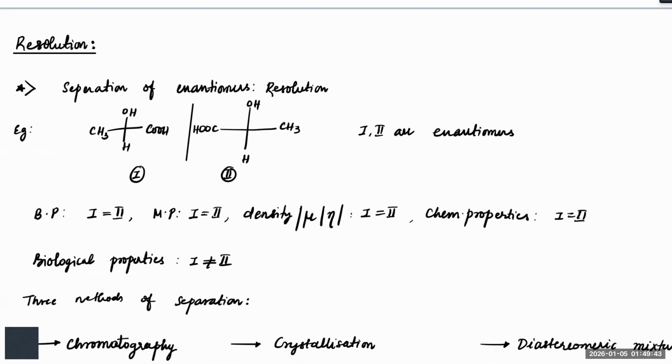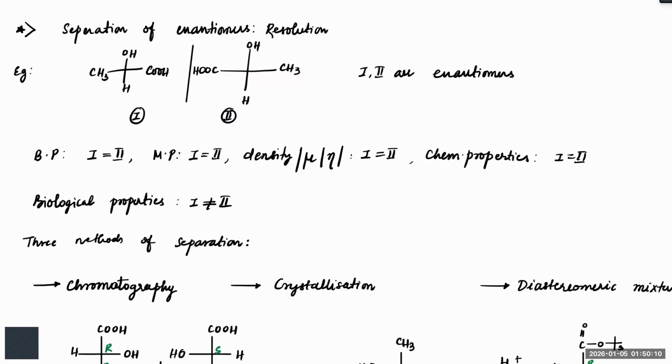Now, let me explain the term. What is resolution? Resolution is a process used for separation of enantiomers, especially enantiomers. Suppose you have this chiral center and I take a mirror image of it, these two are the enantiomers.